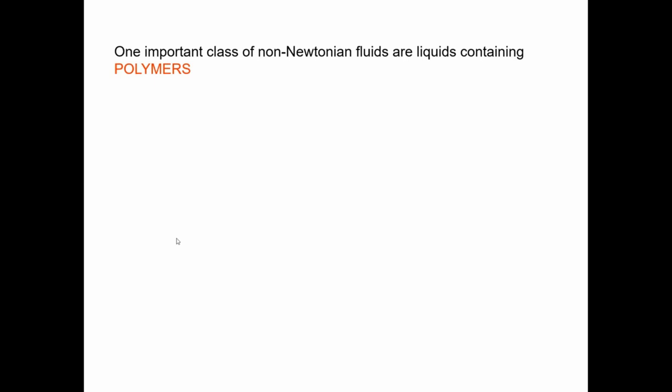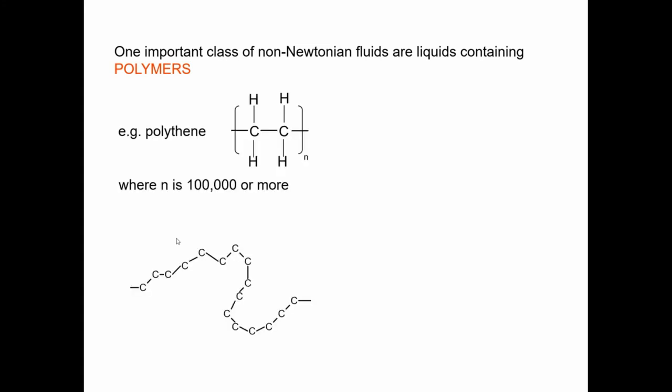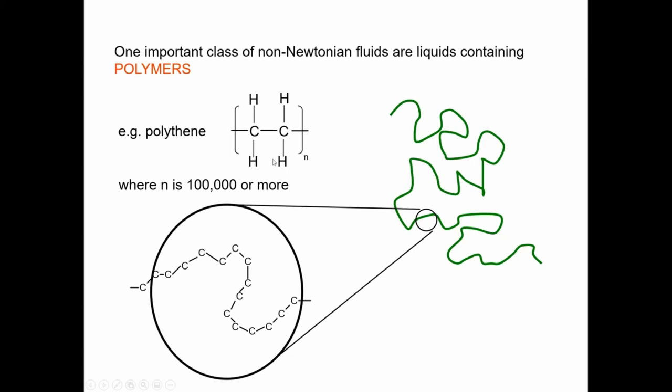So one thing we can do is to simplify this and think about one particular class. One class of particularly interesting ones are fluids that contain polymers. A polymer, its simplest one is polythene. Polythene is basically just a load of carbon and hydrogens bonded together in a sequence. And this sequence is very long, typically 100,000 or more. And so if you zoom out from this and stop thinking about this chain of carbon atoms, then what you've really got is basically a long piece of string.